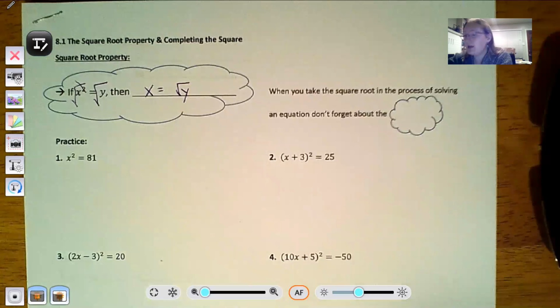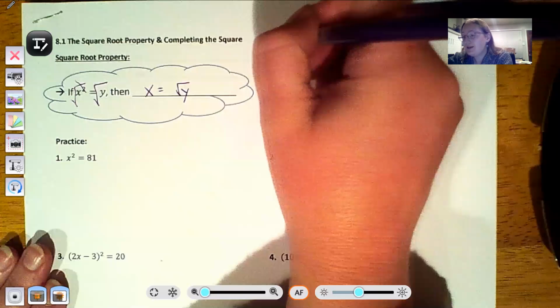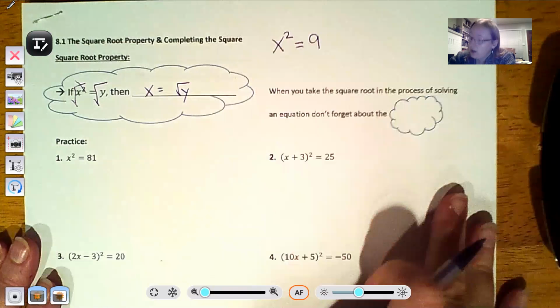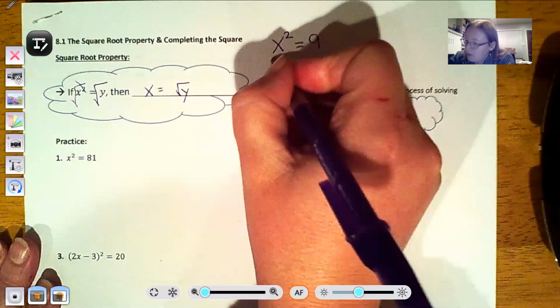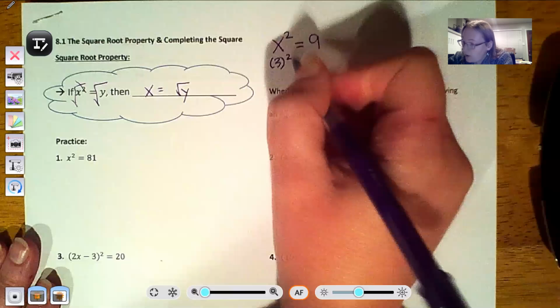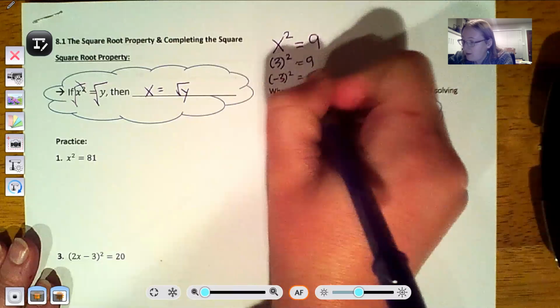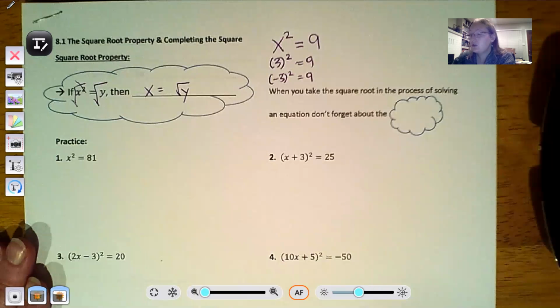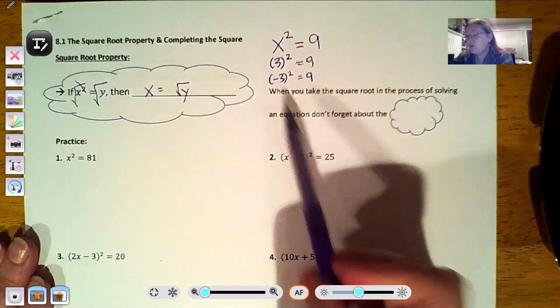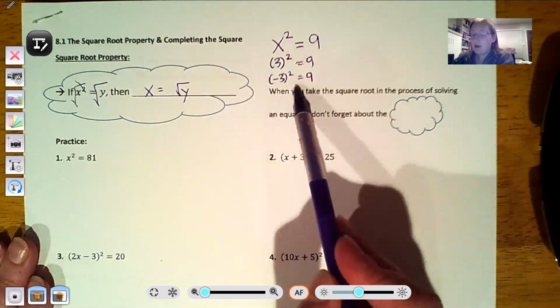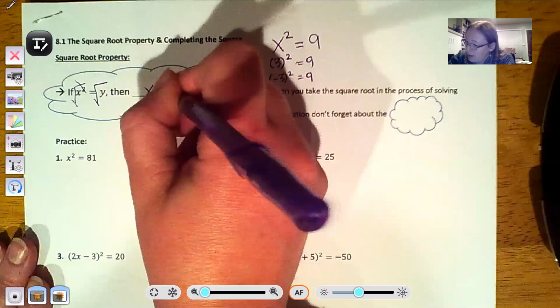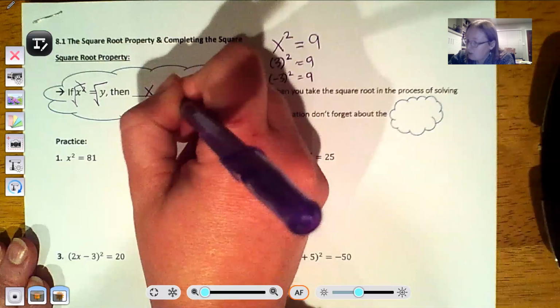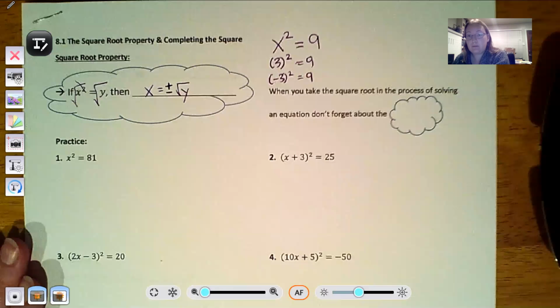For example, if I said x squared equals 9, you could either have 3 being squared there, or you could have -3 being squared. So -3 times -3 will also give you that positive 9. So there's two answers, two values for x that will give you a true statement. And so the way to account for that is we always put a plus or minus when we take a square root.